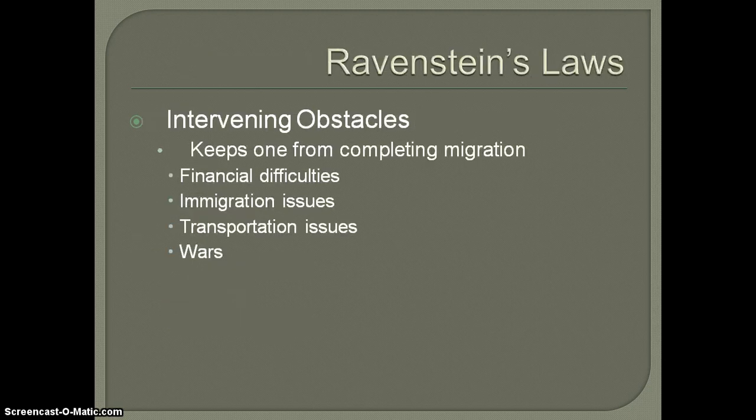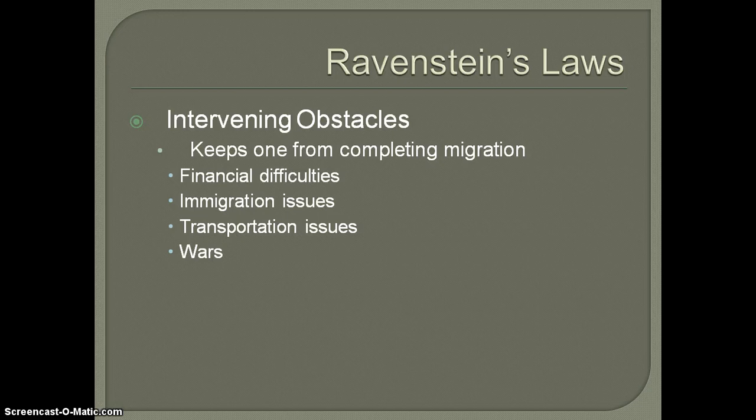They might also find what are called intervening obstacles in their movement. Basically, an intervening obstacle is simply something that keeps someone from finishing their migration or getting to their end point in their migration movement. So intervening obstacles can be any number of things.